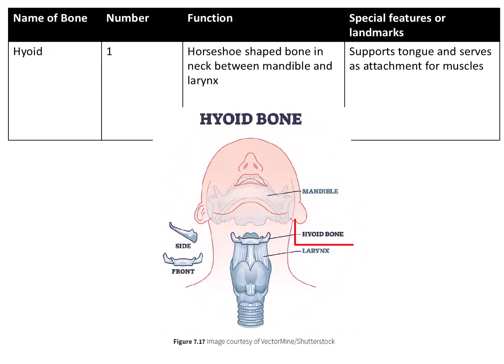The hyoid bone is in the neck. It's a horseshoe-shaped bone located between the mandible and the larynx. It helps to support the tongue and serves as an attachment site for muscles of the throat.